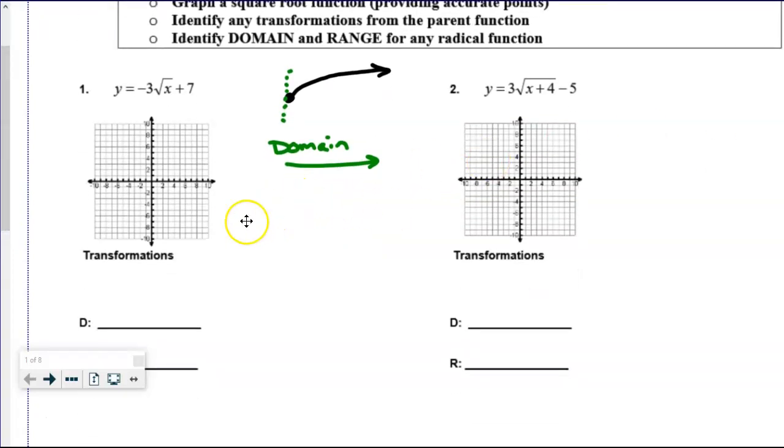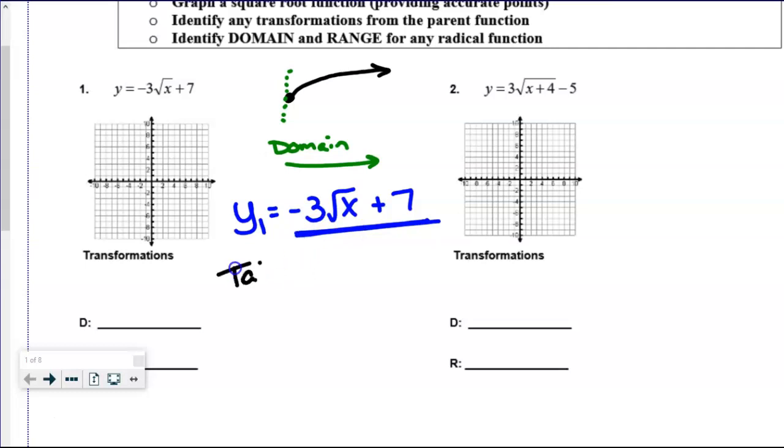So what I would do is I'd go to y1, and I'd type in, make sure that's a negative symbol, the negative square root of negative 3 times the square root of x, and then make sure the plus 7 is out of the radical. And then what you're going to see on your table, you're going to be able to pull some points for me, okay?